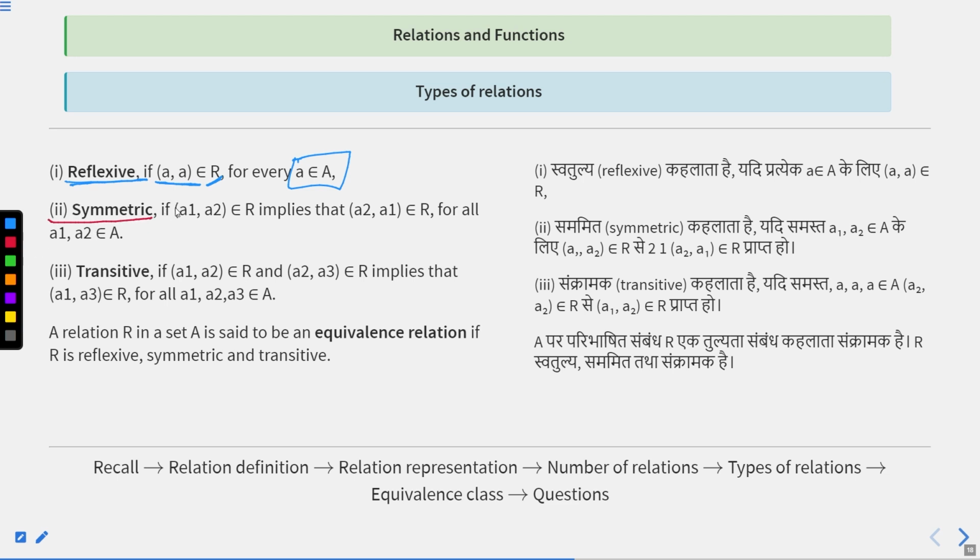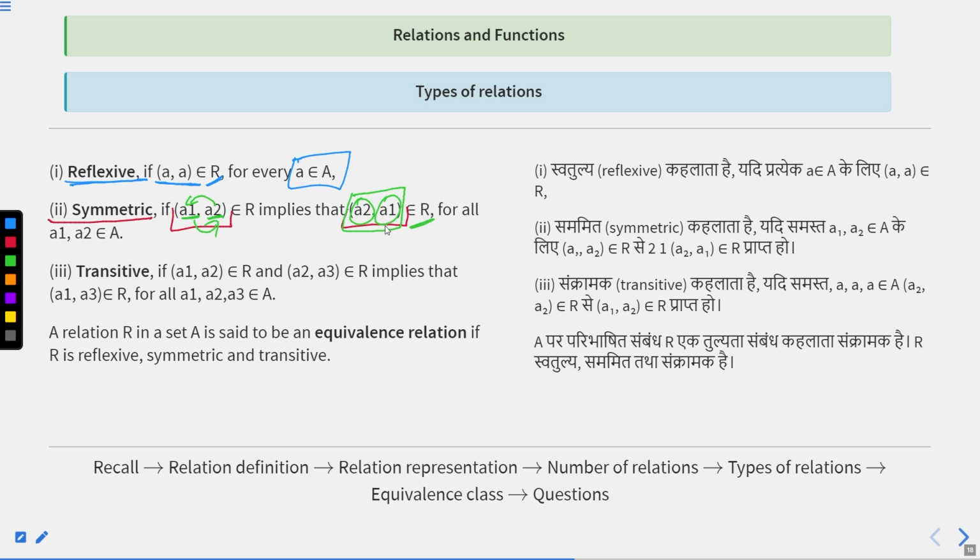Now symmetric: if this pair belongs to the relation R, then this pair also belongs to the relation R. What this means is that if the pair (a1, a2) belongs to the relation R, where the first element is a1 and the second element is a2, then if you interchange them so that a2 becomes the first element and a1 becomes the second element, this whole pair must also be in the set R.